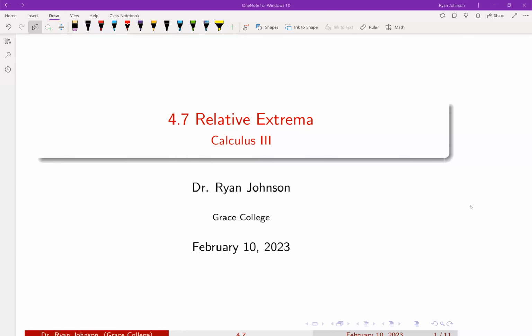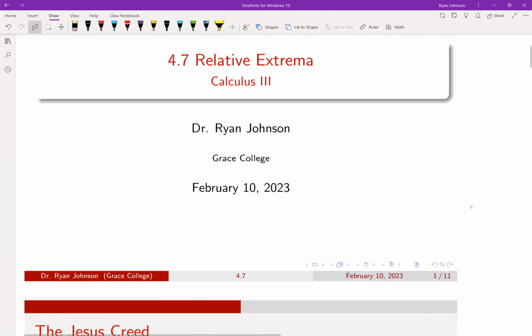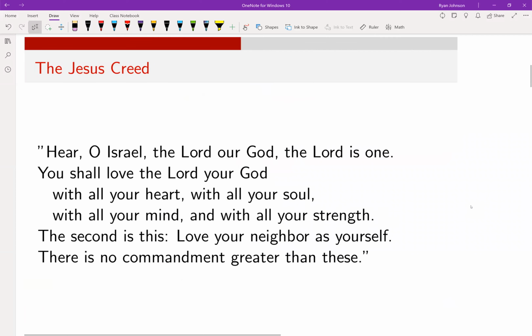Hello, Calculus 3. We are talking about relative extrema today, and we're doing it online because I have COVID-19, which is not fun. All right. But we're going to try to make this as normal a day as possible. So we'll try to do everything as we normally do, starting with this.